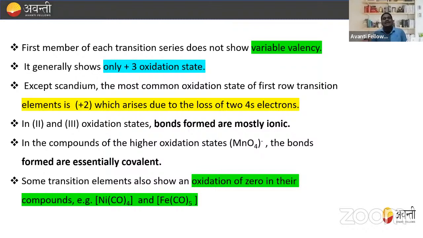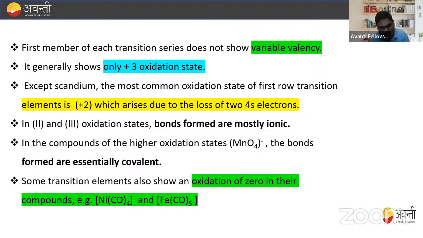Now, in the +2 and +3 oxidation states, the bonds formed are mostly ionic. This point is also very important. In the compounds of higher oxidation state, that is MnO4 negative, the bonds formed are essentially covalent, right?